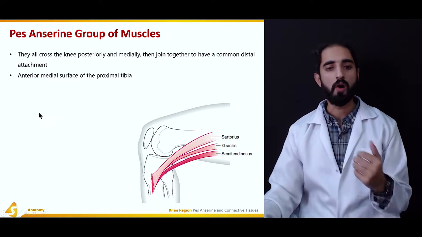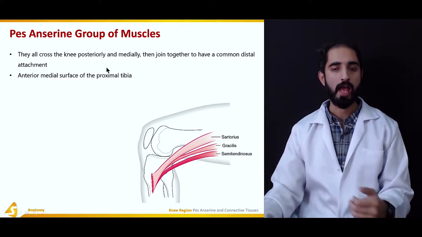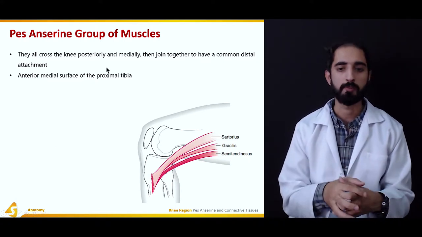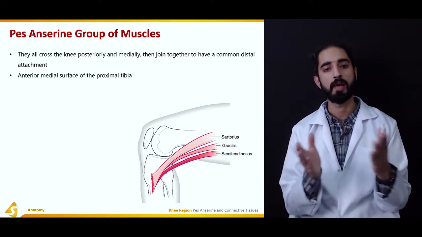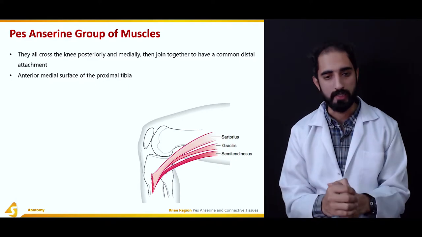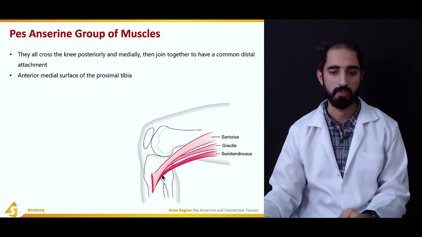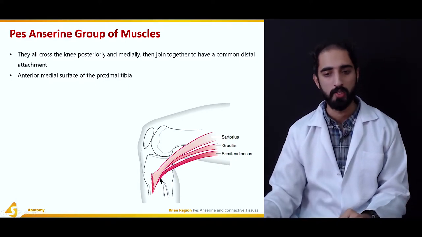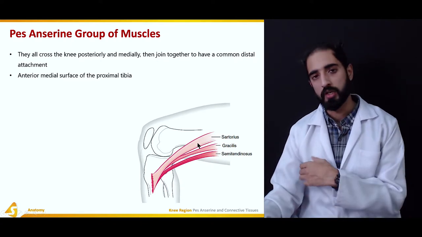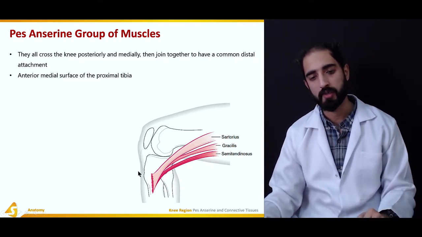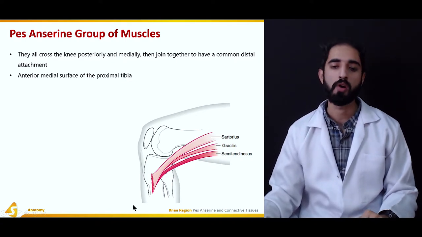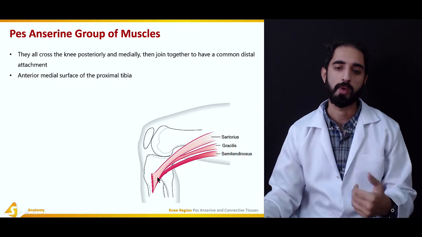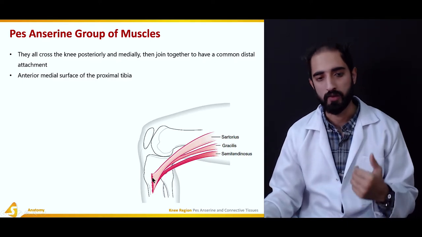So they all cross the knee posteriorly and then move towards the medial aspect, and they join together to have a common distal attachment, and that common Pes Anserine distal attachment is the anterior medial surface of the proximal tibia, as located here. So you can see these muscles, having different proximal attachments, have a common distal attachment, and they're all coming and attaching on the proximal aspect of the tibia at the anterior aspect.